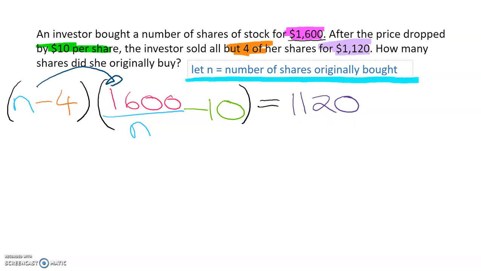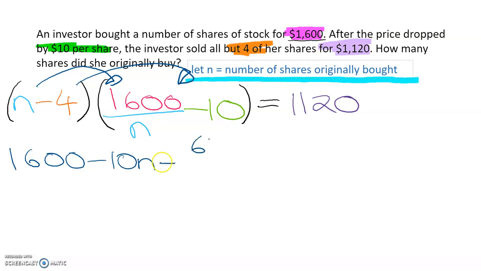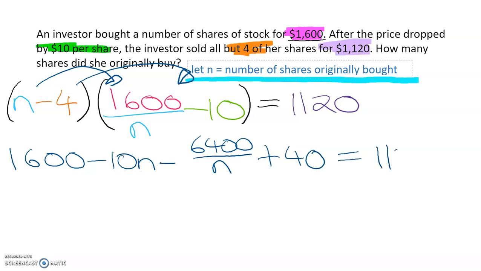So now we need to expand this bracket so that we can solve. So N times 1,600 on N is just 1,600 because the N's will cancel. Then N times negative 10 is negative 10N. Negative 4 times 1,600 on N is negative 6,400 on N. And then negative 4 times negative 10 is plus 40. Okay, you've got two negatives there, so it becomes a positive. And we still have our 1,120 on the right-hand side.